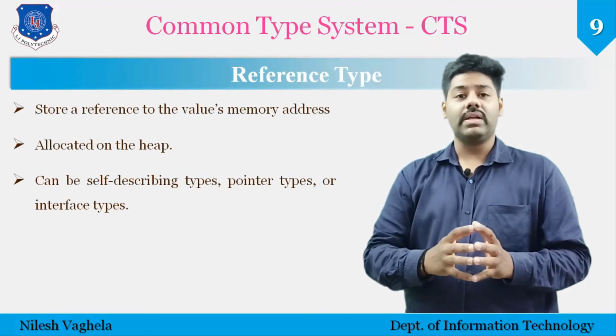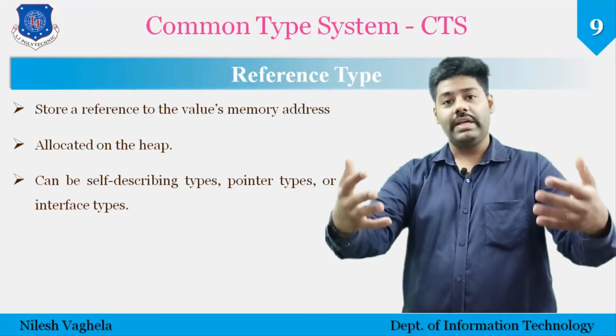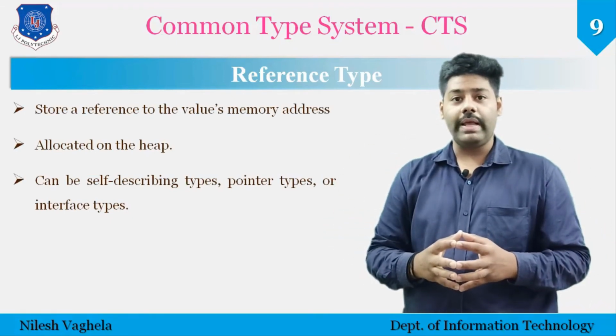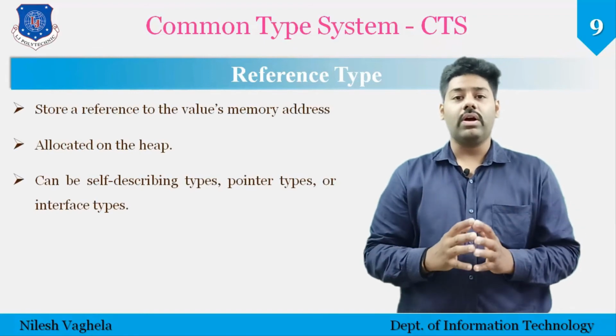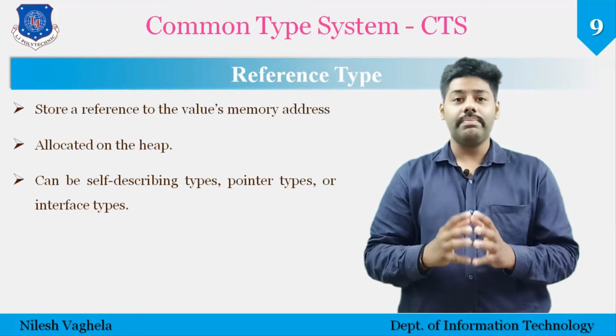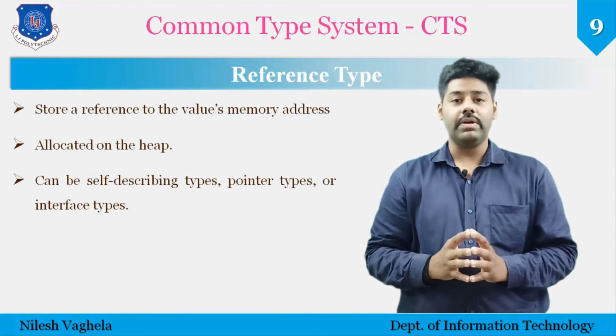So that is the basic concept of CTS, where data types are matched into common types: value types and reference types. This is how your CTS works. That is the basic concept of CLS and CTS that we have seen in this tutorial.